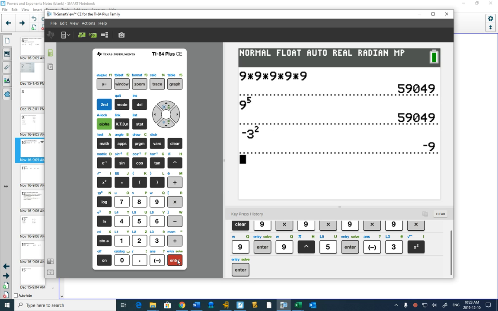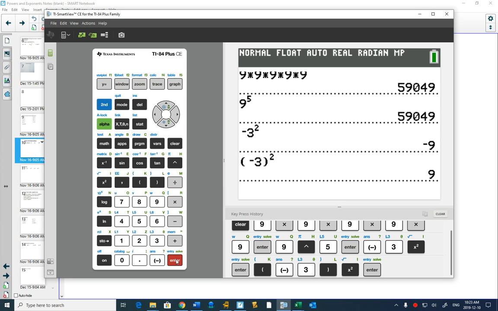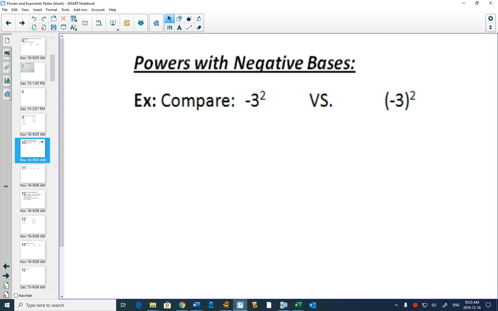And when I put brackets around it, so let's try this, (-3) squared. Why is this one +9? So in your notes, you can write here that this one's equal to -9 and this one's equal to +9.